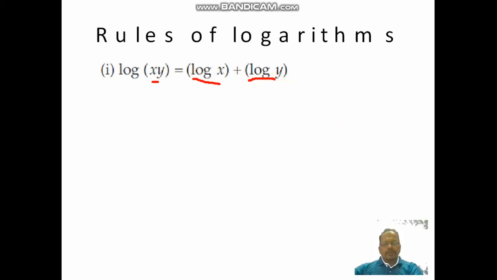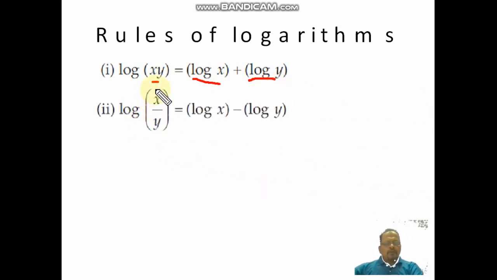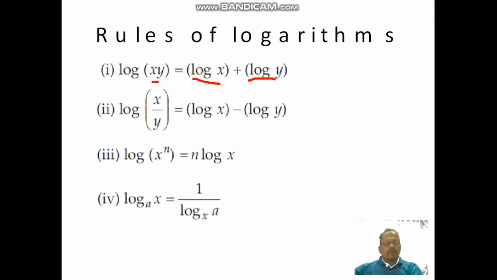The second rule is log of x upon y is equal to log x minus log y. Third rule is log of x raised to n is equal to n log x. The power can be taken in the product.